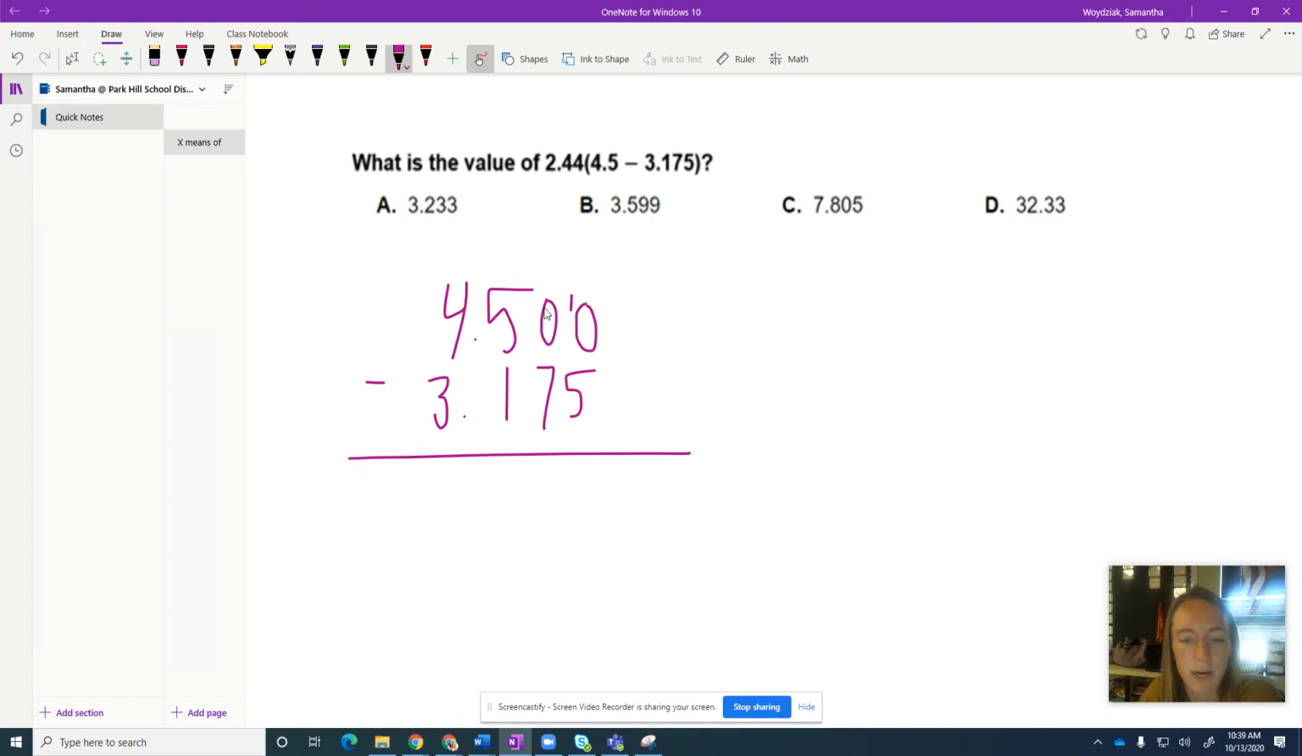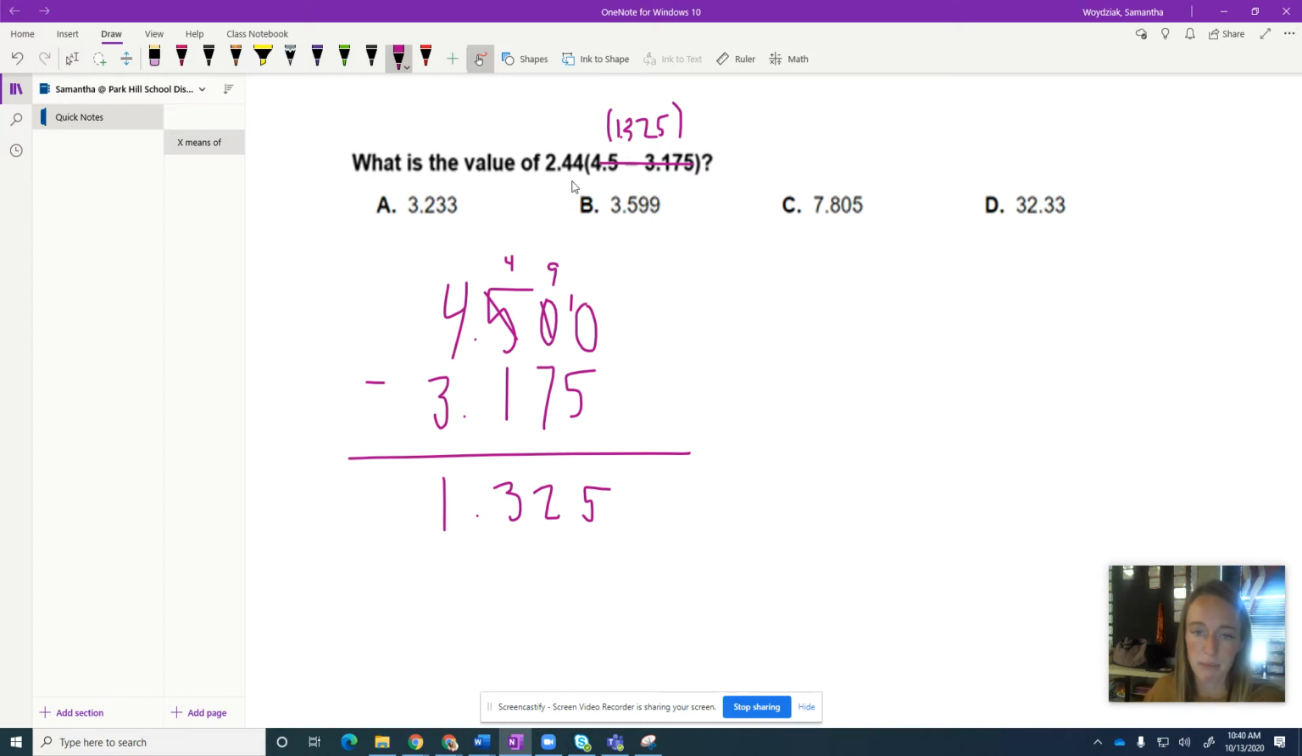I need to borrow first. So I'm subtracting just like normal. 10 minus 5 is 5. 9 minus 7 is 2. 4 minus 1 is 3. I bring down my decimal point since we're doing subtraction and my place values are lined up. And 4 minus 3 is 1. So inside of this parentheses is actually 1 and 325 thousandths. And I'm going to keep my parentheses around it.